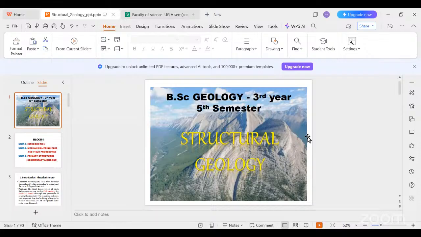Very good afternoon to one and all. My name is Dr. Sandha Rajita, Assistant Professor in Dr. B.R. Ambedkar Open University, Geology Department. So now, today's topic is structural geology, right?